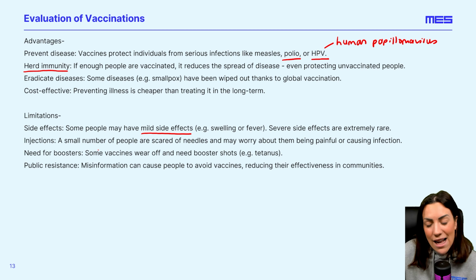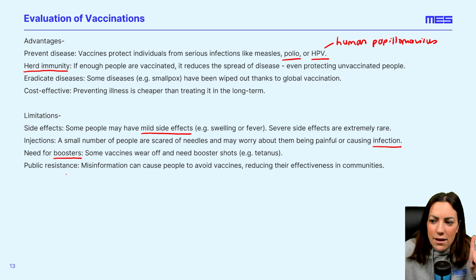The injections themselves, you could say a small number of people might be scared of needles, they might be needle phobic, they might worry that they'll be painful, or you might get a small infection at the site of injection. Some vaccinations do need boosters because the effect of the vaccination wears off, and some years later you might need to have a booster injection. And finally, public resistance. So misinformation can cause people to avoid vaccines. And if fewer people get vaccinated, it does reduce their effectiveness.